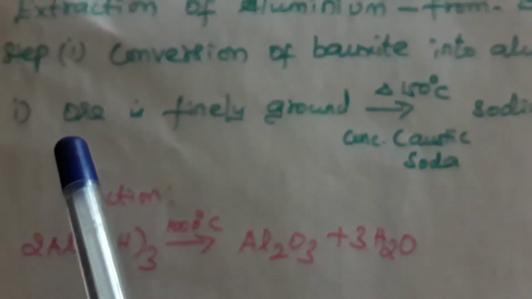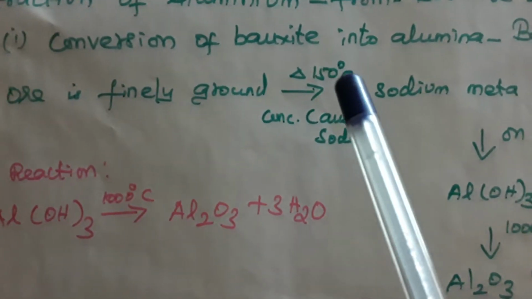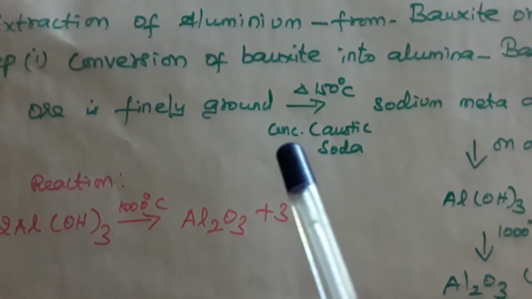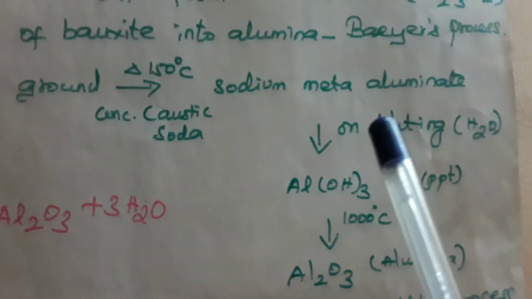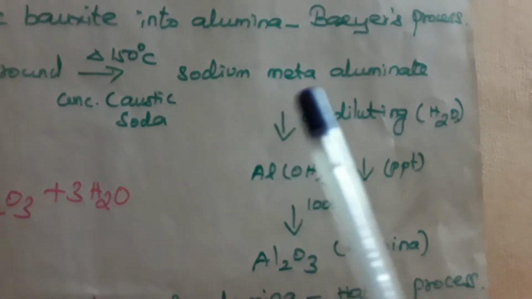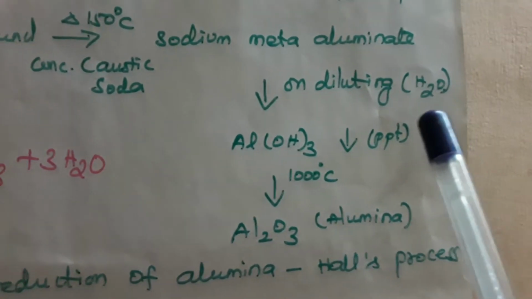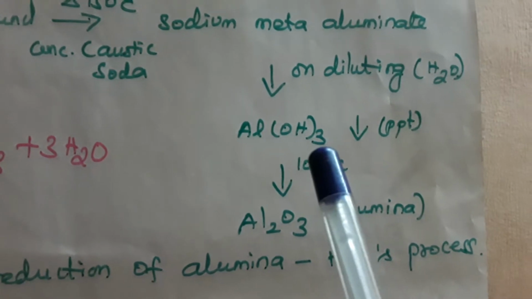What are the steps? First, the ore is finely ground at a temperature of 150 degrees Celsius at high pressure with concentrated caustic soda to obtain sodium meta-aluminate. On diluting sodium meta-aluminate with water, we obtain a precipitate of aluminium hydroxide.